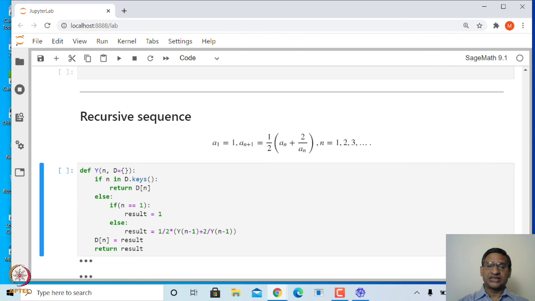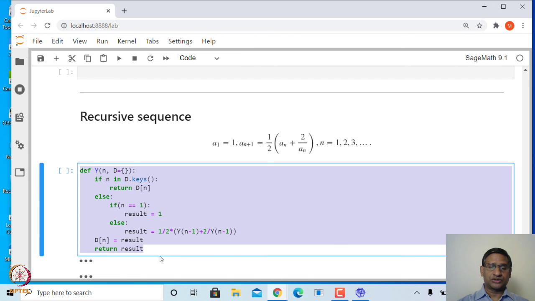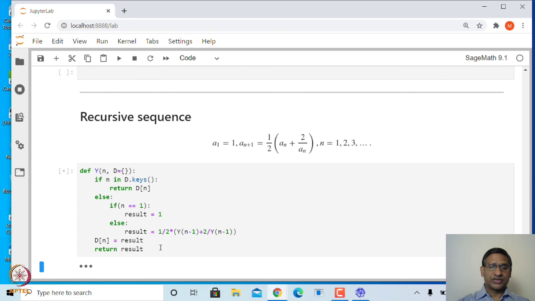Again, when you want to define this, since it is recursively defined, you may have to define something like this. This is what is called dynamic programming approach, where initially you are defining it as an empty dictionary, and in that you keep on adding that dn is equal to the result, and then you return the last term.